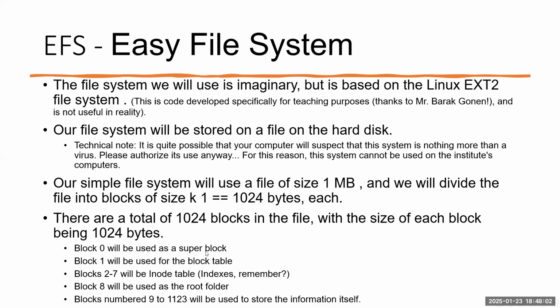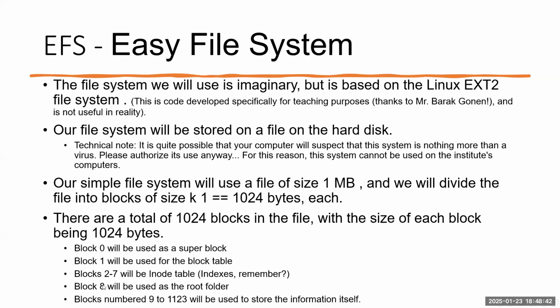Block 0 will be used as a super block. We'll see what that means. Block 1 will be used for the block table. Blocks 2 to 7 will be the inode table, the indexes. When we say indexes, he means the pointers to where the files are. We'll get to what blocks 1 and 2 are, but believe me, 2 to 7 is the indexes.